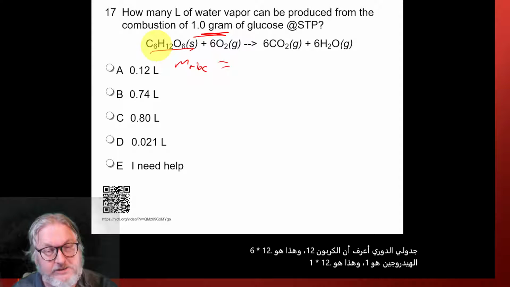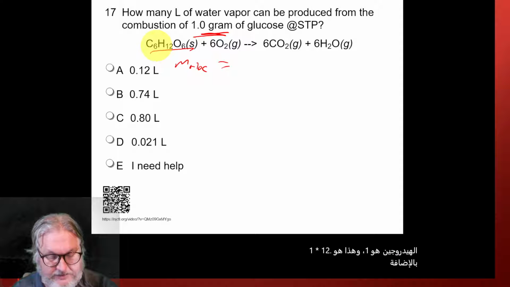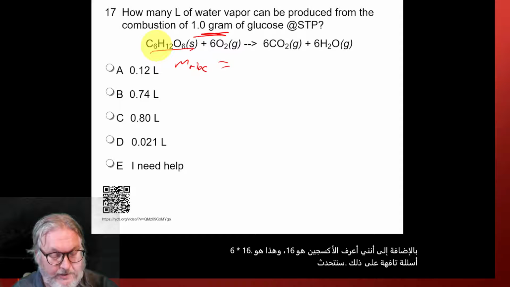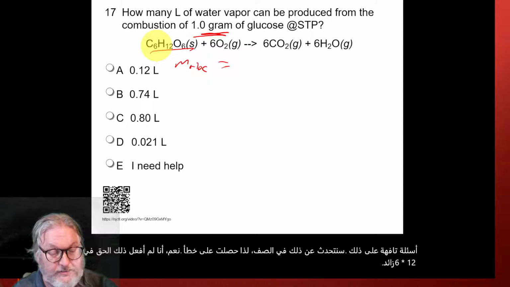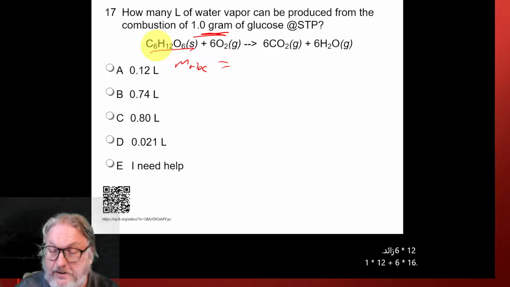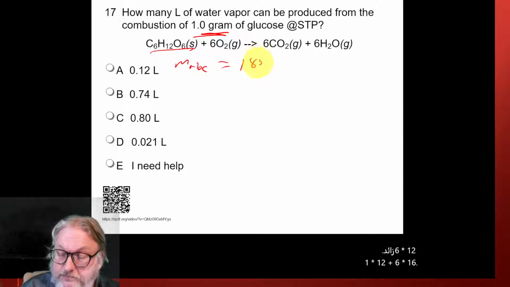Plus, I know oxygen is 16, so that's 6 times 16. If you need any questions on that, we'll talk about it in class. Oops, I got an error. I didn't do that right. 6 times 12 plus 1 times 12 plus 6 times 16. I get 180 grams per mole.